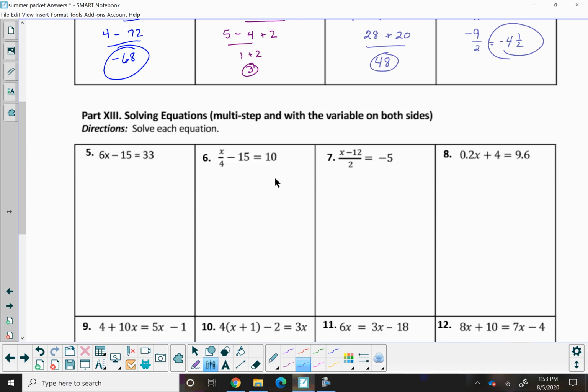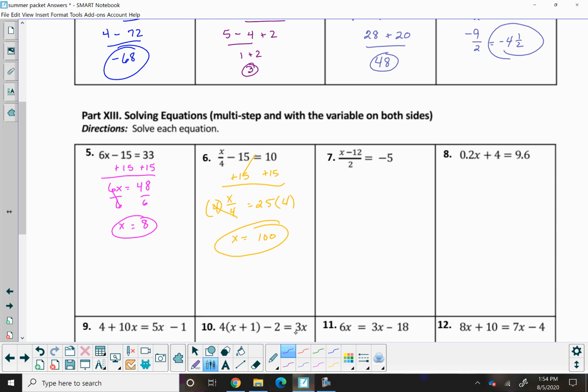Okay, so first thing I want to do is add 15 to both sides. I'm going to get 6x is equal to 48. Divide both sides by 6. You guys should be so good at these, because we did so many last year. Okay, the next one. Add 15. I get x over 4 is equal to 25. Multiply both sides by 4. X is equal to 100.